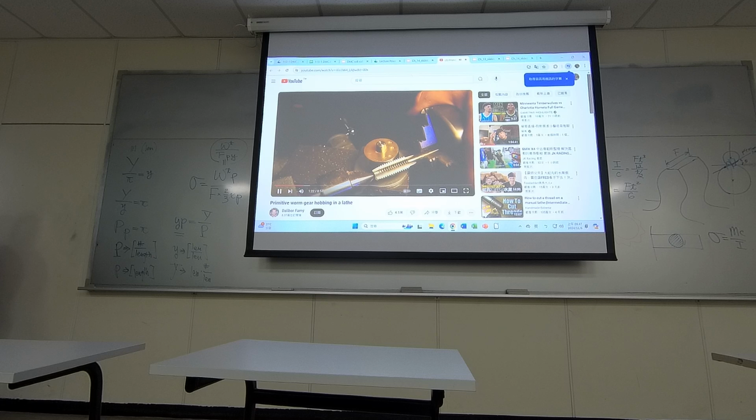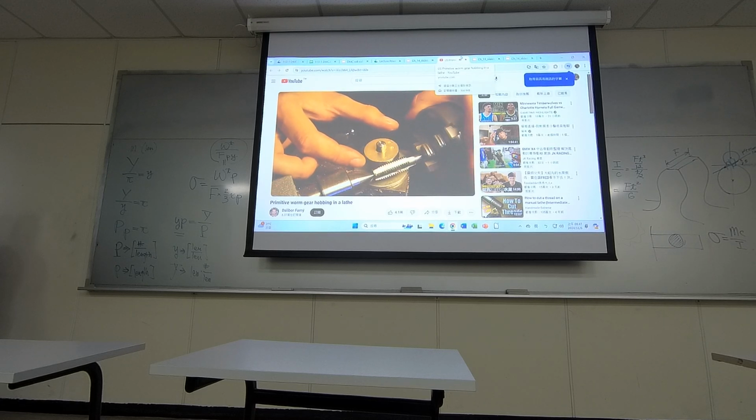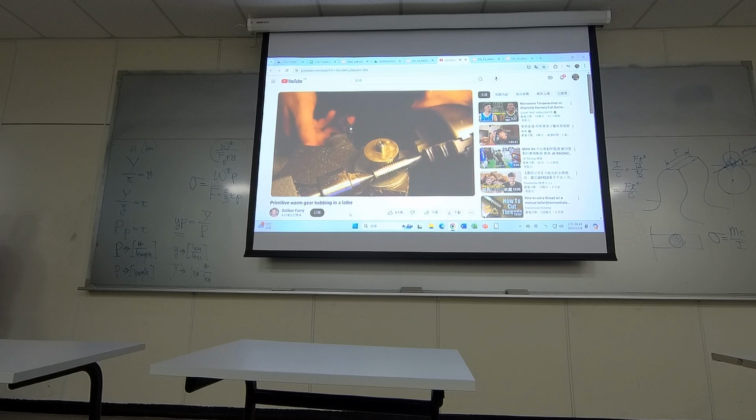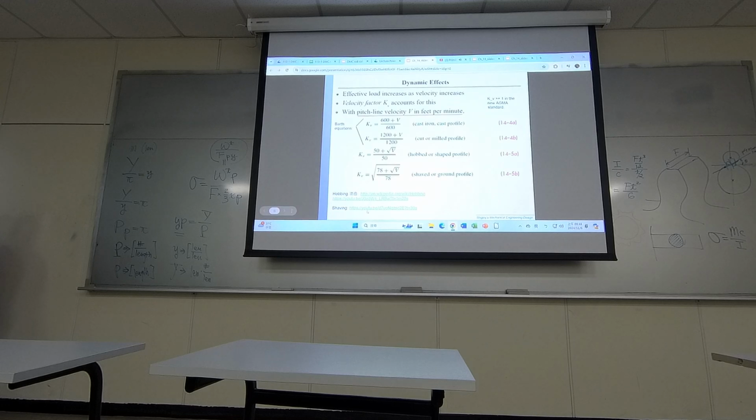So this is hobbing. Okay, so they have a cutter, a tool right there. The motion is called hobbing. Okay? How about this one? Shaving.